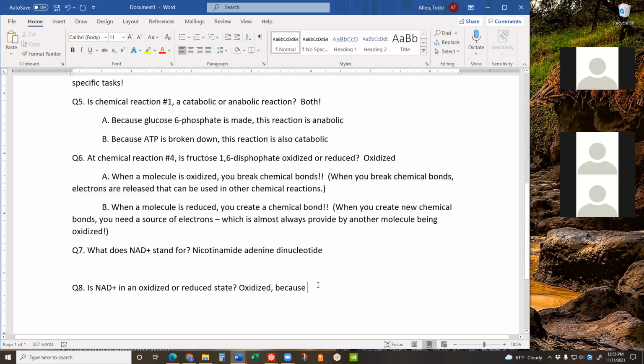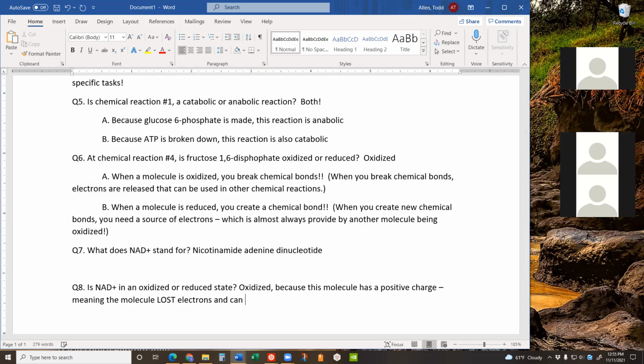So NAD plus is oxidized because this molecule has a positive charge, meaning the molecule lost electrons and can no longer neutralize the excess positive charge, which you know is due to protons in the nucleus.